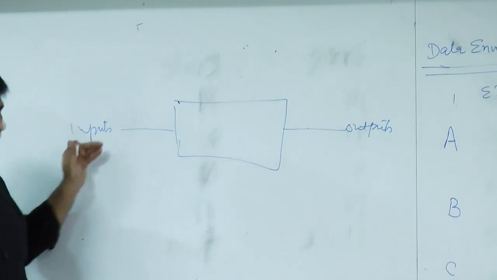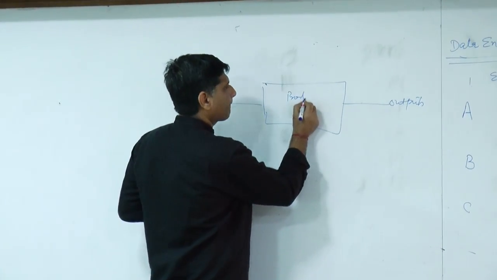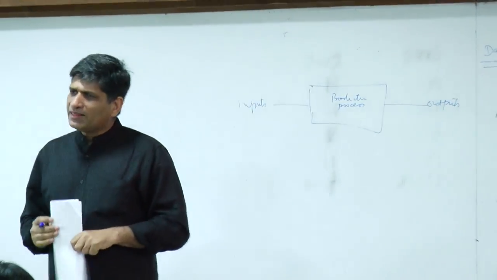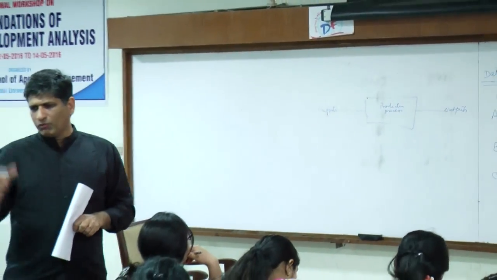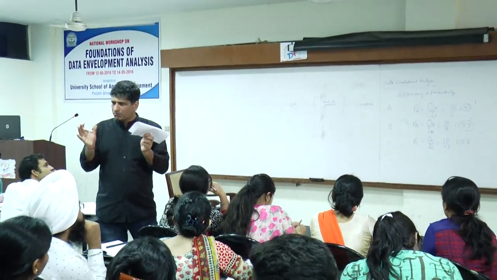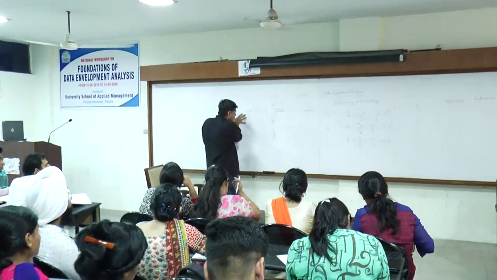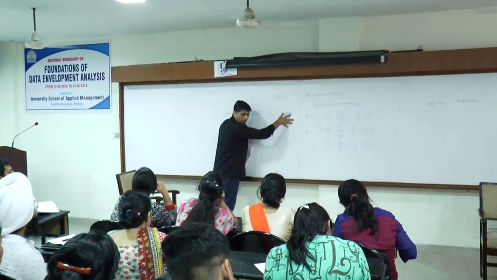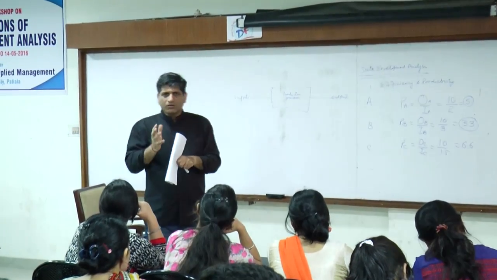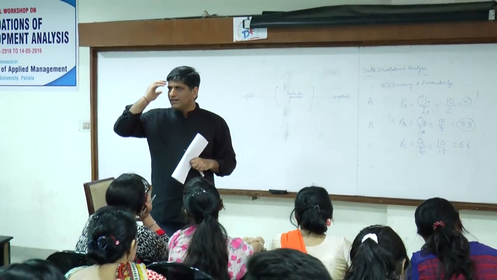Inputs go somewhere inside the production process. This is the production process, and we get the output. One thing is very important here: it is completely a black box. You don't know what is happening inside this. How the inputs go in and come out here, there is a production process. It is a black box in the sense that it is a technology. It is not easily understandable to us.